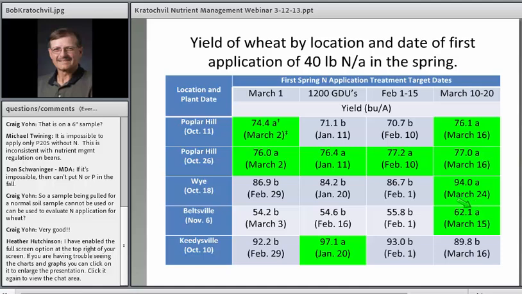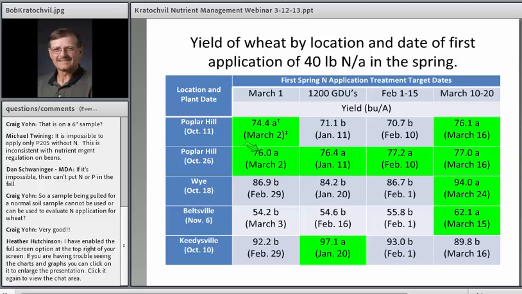There it is. All right, let's just look at what happened at each of these locations. At Poplar Hill, the early plant date, we saw our best response with applications that occurred March 1 or with the later application. The dates you see in parentheses here were the actual dates of fertilizer application. So for early planted wheat at Poplar Hill, March 1 or later was our best response.